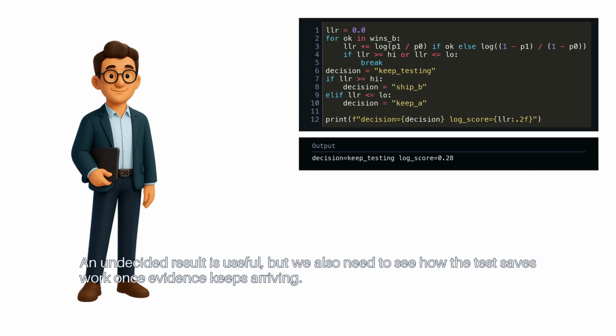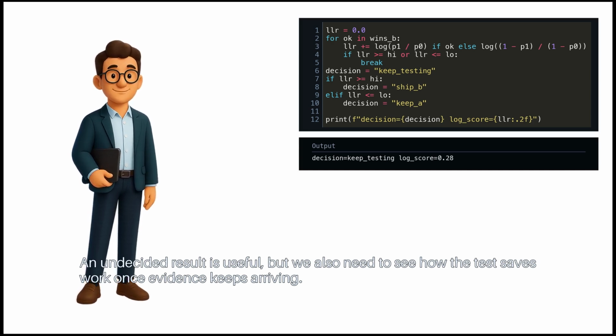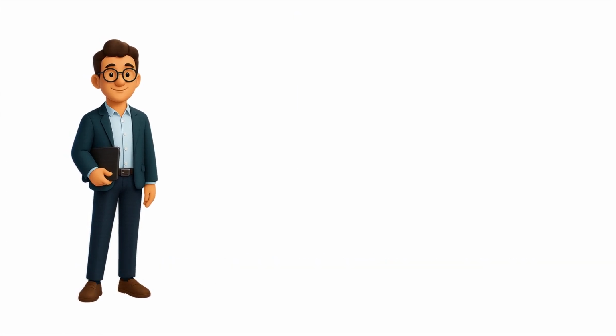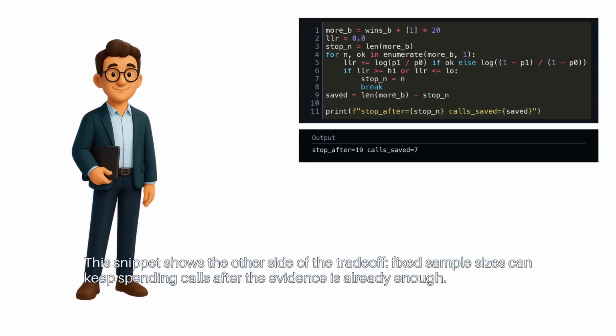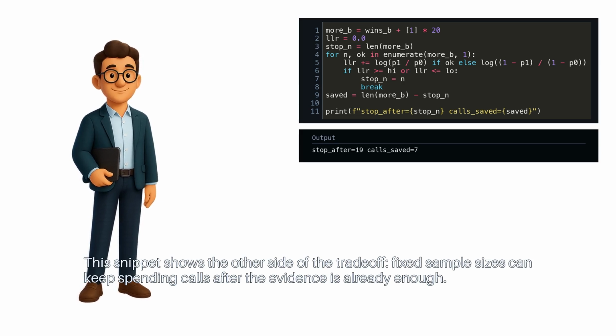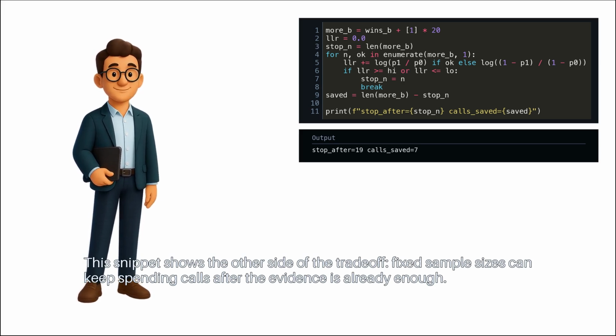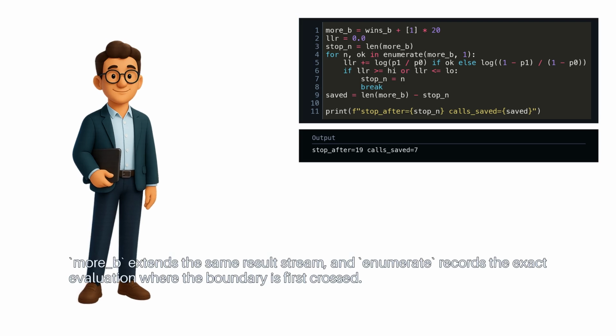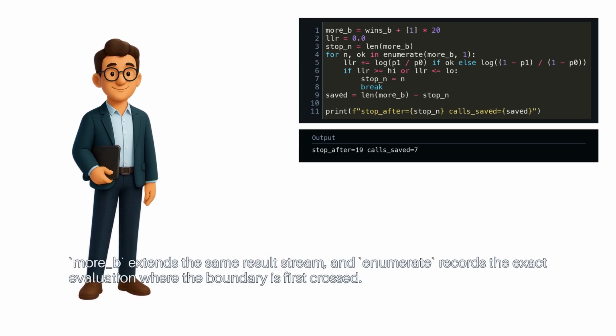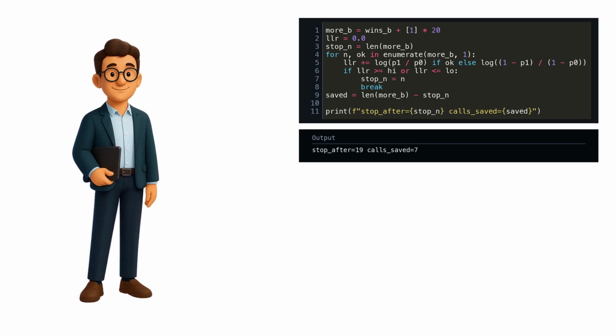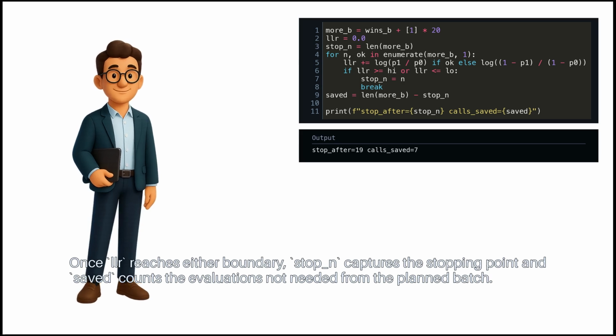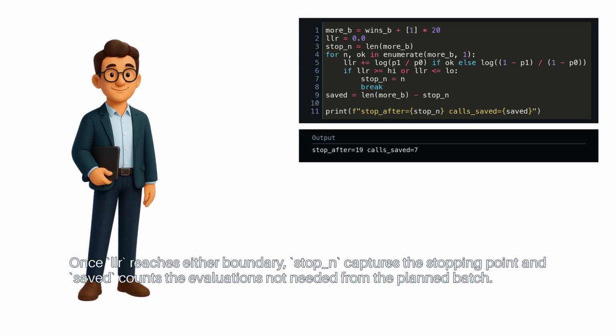An undecided result is useful, but we also need to see how the test saves work once evidence keeps arriving. This snippet shows the other side of the trade-off. Fixed sample sizes can keep spending calls after the evidence is already enough. More B extends the same result stream, and enumerate records the exact evaluation where the boundary is first crossed. Once LLR reaches either boundary, Stop N captures the stopping point, and saved counts the evaluations not needed from the planned batch.